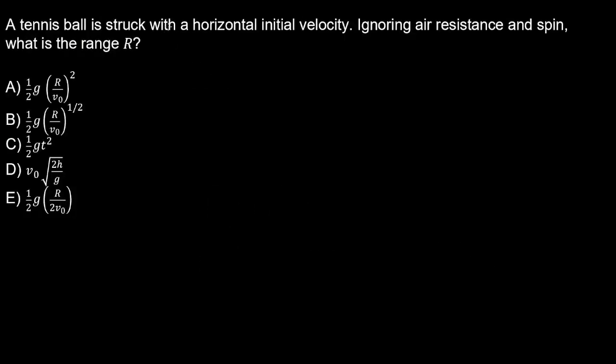A tennis ball is struck with the horizontal initial velocity. Ignoring air resistance and spin, what is the range R? So this is a projectile motion problem. And we're given variables of h being the height in the solution, so we'll just take this as h. And the tennis ball is only subjected to gravitational acceleration.